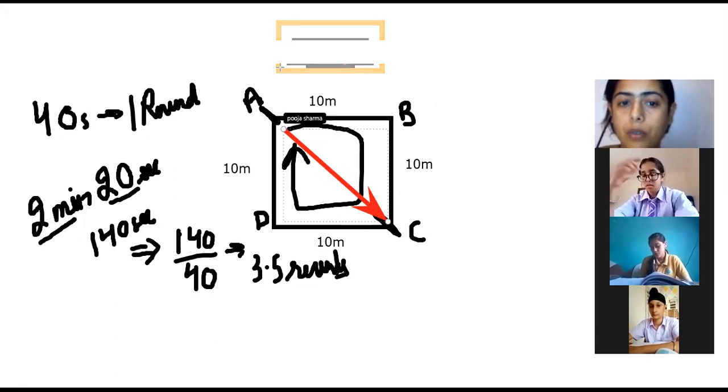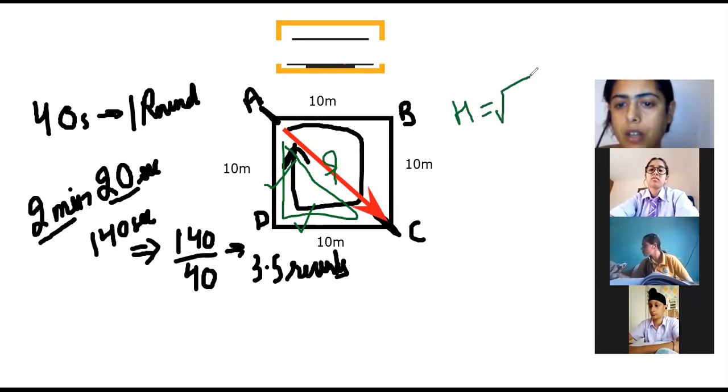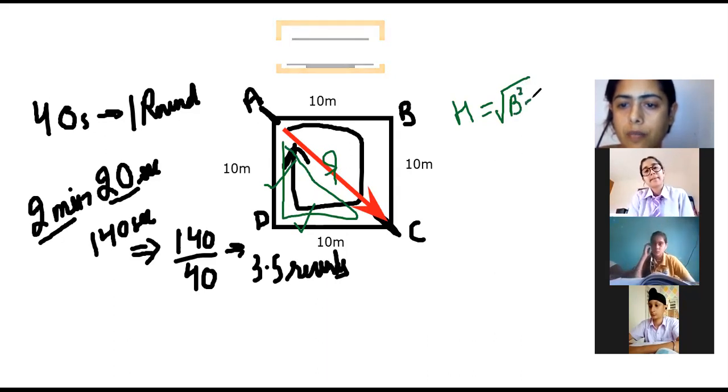Now you have to find out the value of AC. What is AC? If you look at it, you have a triangle and this AC is the hypotenuse of the triangle. Let's say this is your triangle, this one. Perpendicular is given, base is given, hypotenuse you have to find out. So you have the formula H is equal to under root B square plus P square. Then you are going to put the values into it and you will get the answer.